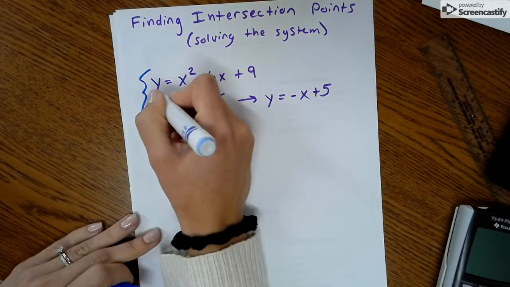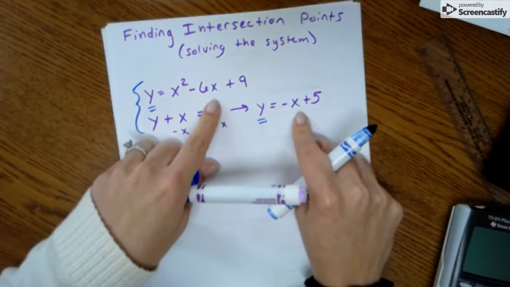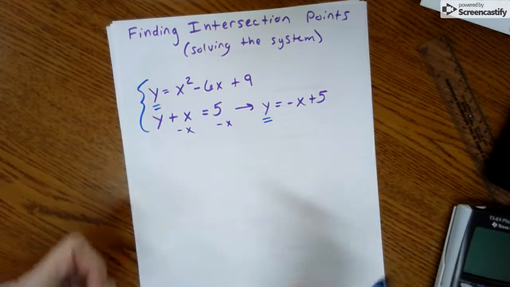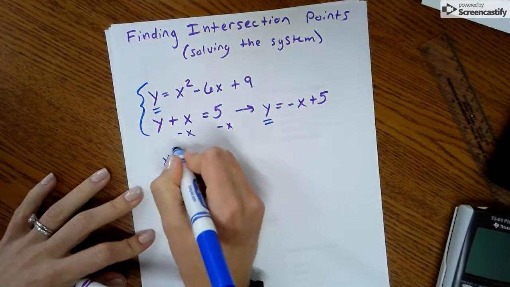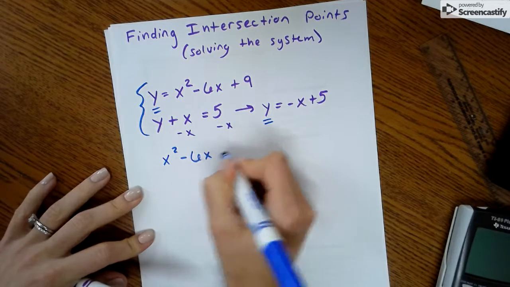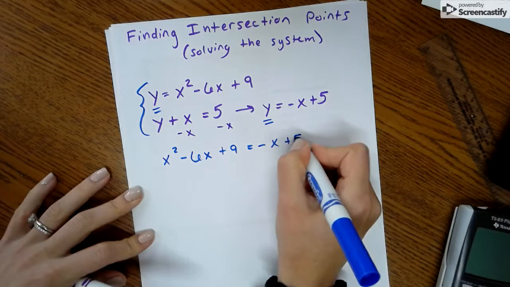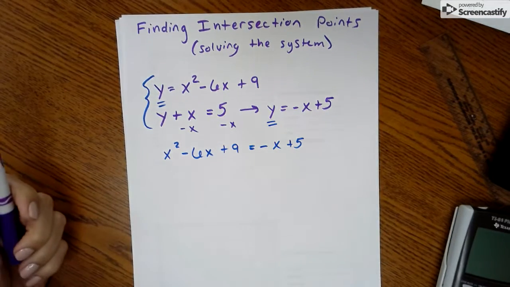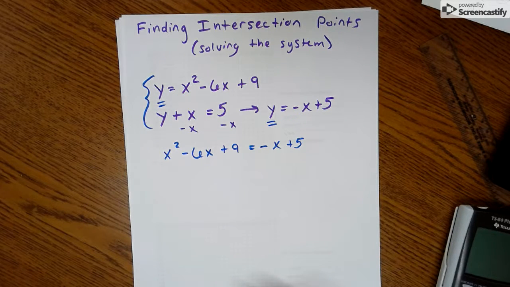So since this equation equals y and this equation equals y, then both of these have to equal one another. So I'm going to set them equal, and then we'll see what that looks like. So I would have x squared minus 6x plus 9 equals negative x plus 5. So what that did for us is it basically got rid of the y variable, and now we just have x. So all we have to do is find a value for x, and then we'll be able to get y.